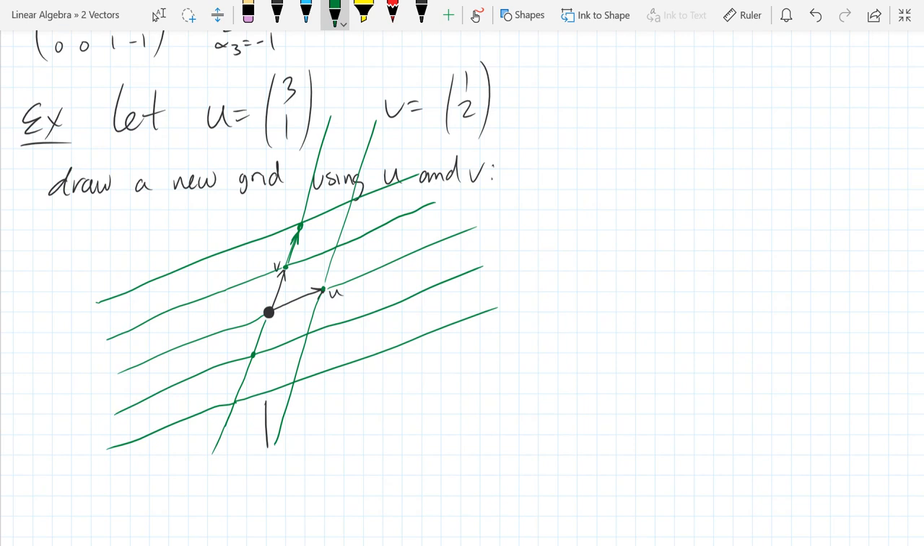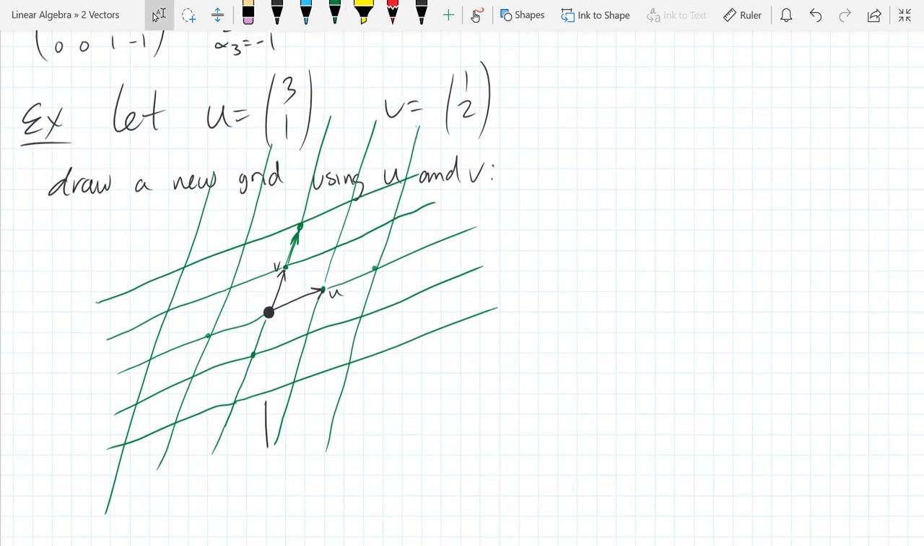And then go over the same amount, go over u again, and then draw another parallel line. And now I'm going to go in the negative u direction, and another parallel line, and another parallel line. So this grid we just made is a coordinate plane, but the two axes are not perpendicular. And in fact, neither of them are aligned with the regular xy axis.